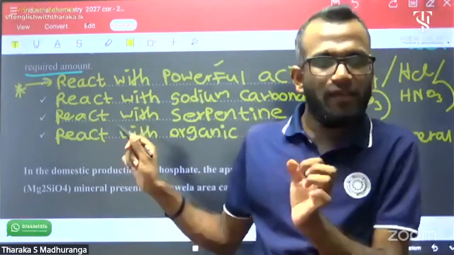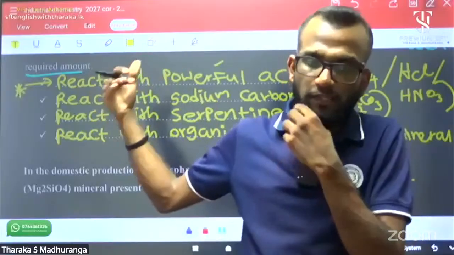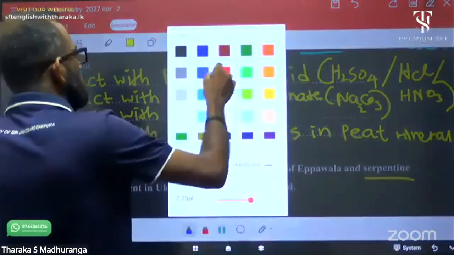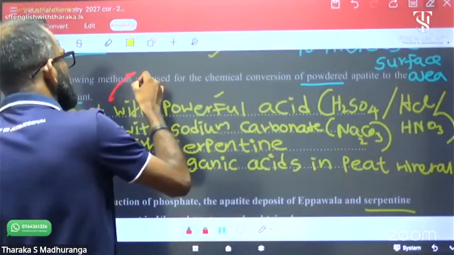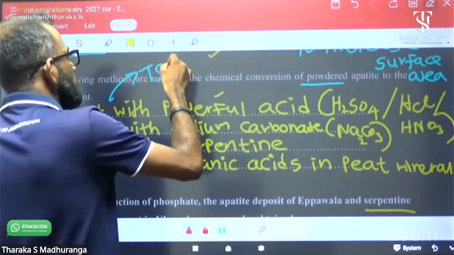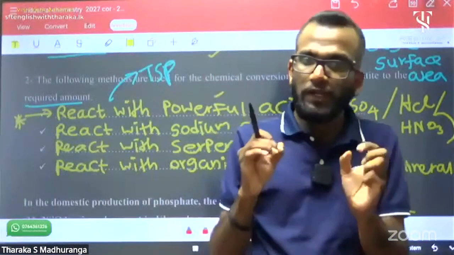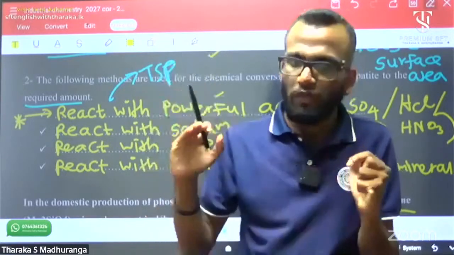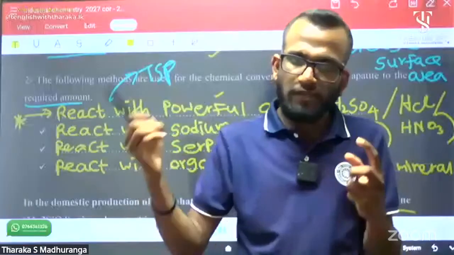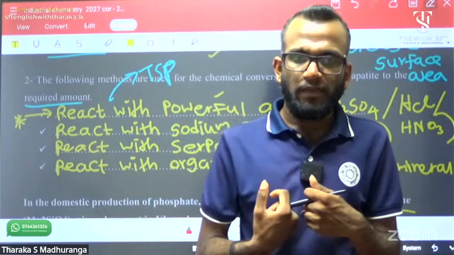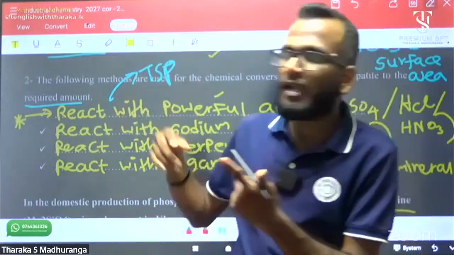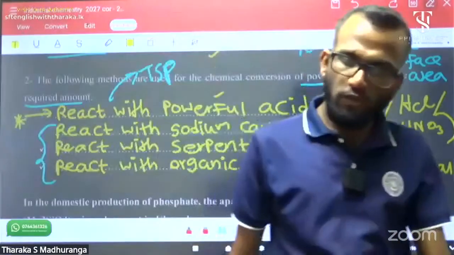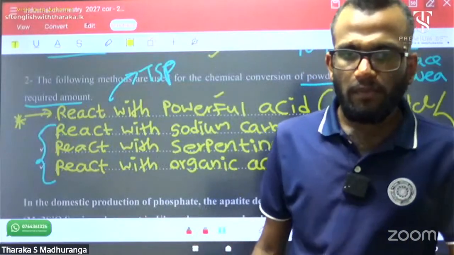organic acids, we can't get the solubility like TSP. Triple superphosphate we can't produce. If you want triple superphosphate, we have to go with powerful acid. TSP means triple superphosphate. It is highly water soluble, 80 to 90% water soluble. You can just apply it and it dissolves. But if you use the additional extra methods, again, the water solubility is low. Understood?